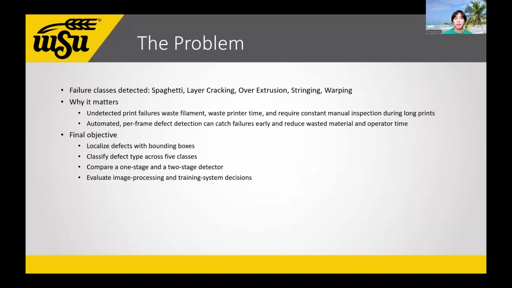Print failures like spaghetti, layer cracking, over extrusion, shrinking, and warping waste filament and machine time, and currently require someone to babysit the printer. My final objective was fourfold: localize defects with bounding boxes, classify the defect type, compare a one-stage and two-stage detector head-to-head, and evaluate whether image processing and training system decisions actually help.